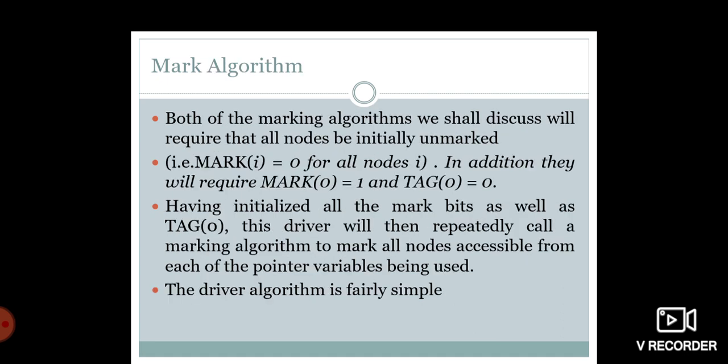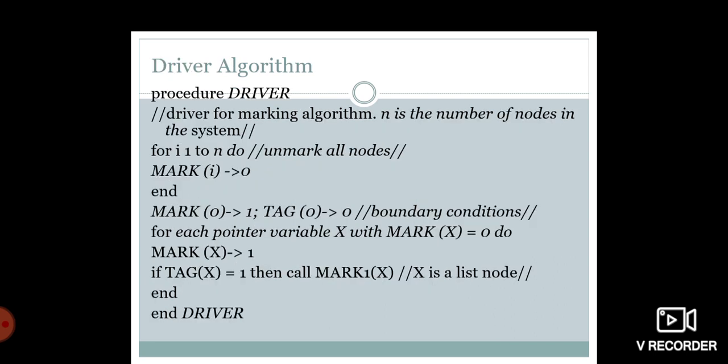Then the marking algorithm, with mark 1 and mark 2 here. Initially in the marking process, you mark all the nodes as 0, and then it proceeds. The boundary condition is: if tag is equal to 0, then there is no other way to go. If tag is equal to 1, there is a path there. If tag is equal to 0, there is no path here. So you have a driver algorithm to mark all the nodes in the memory. This is the driver procedure.